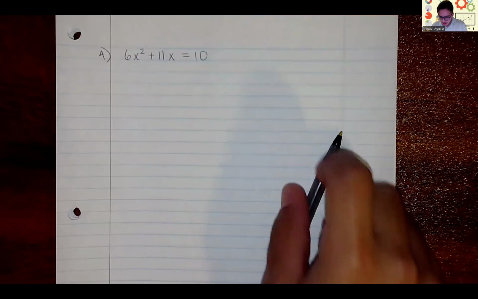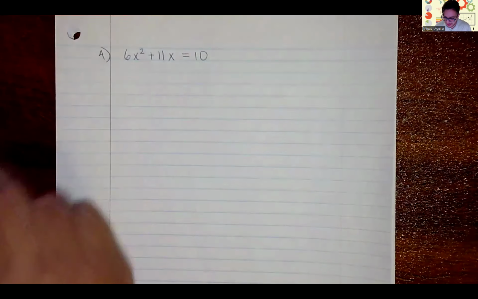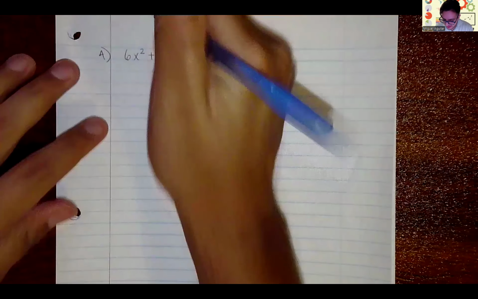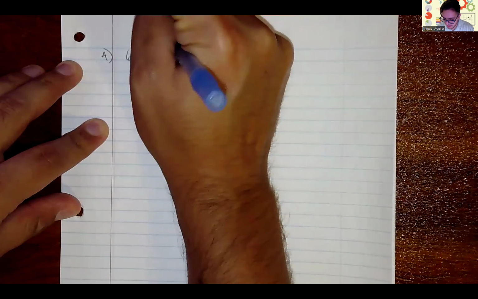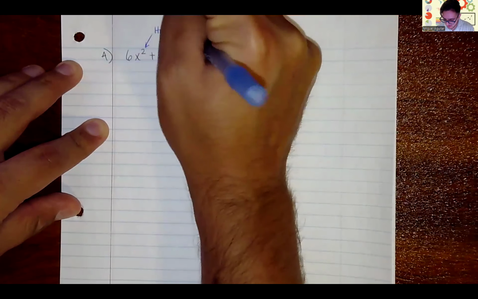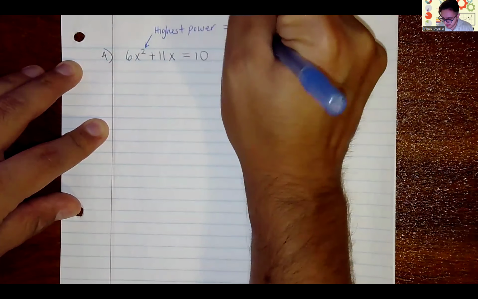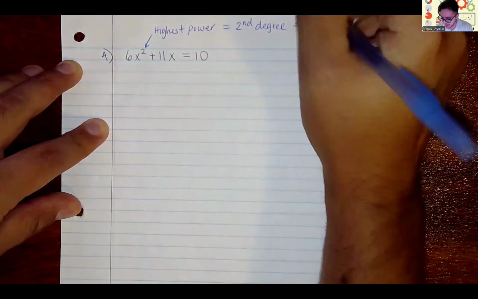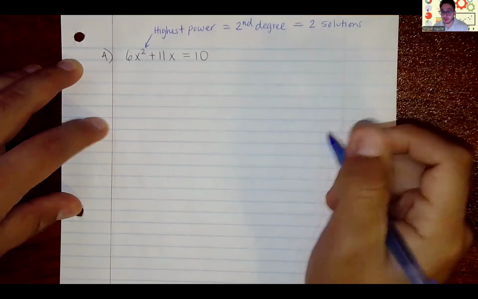Okay, so we have our quadratic equation here. We can identify that it is a quadratic equation by noticing that the highest power is a 2. So there's our highest power, which we know means that this is a second degree equation, and that also means that we're going to have two solutions when we get to the bottom of this.